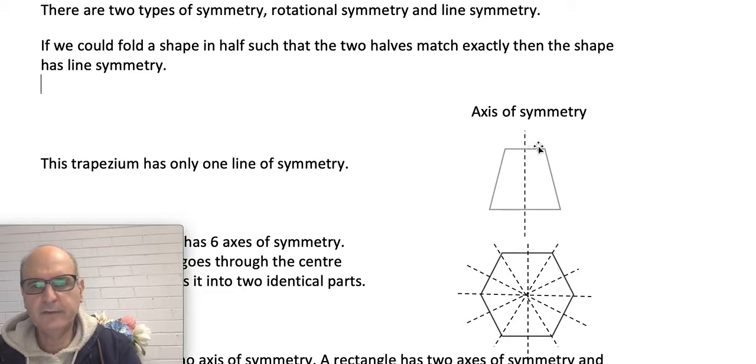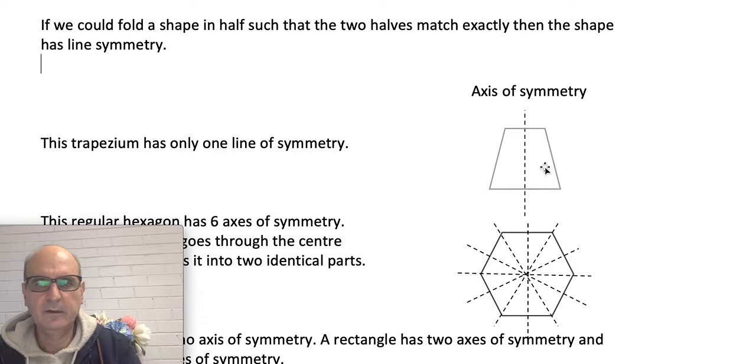So if you look at this trapezium, this has one line of symmetry. This part and this part, if I fold this part along this line, that will exactly cover the other part. Or if I fold it, that becomes exactly this shape, the left part of the shape.